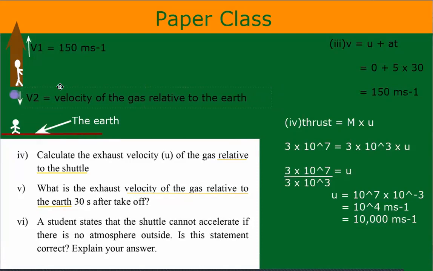Okay, sir. Right. Always remember this point here. Velocity of something relative to the earth means, the simplest meaning is, if there is a stationary man on the earth, as he observes the velocity of the object, that is the velocity of the object relative to the earth. Similarly, if there's a man inside a rocket, as the person inside the rocket observes, the velocity of the gas will be the velocity of the gas relative to the shuttle. Right? If you want any further explanation, you can ask me.